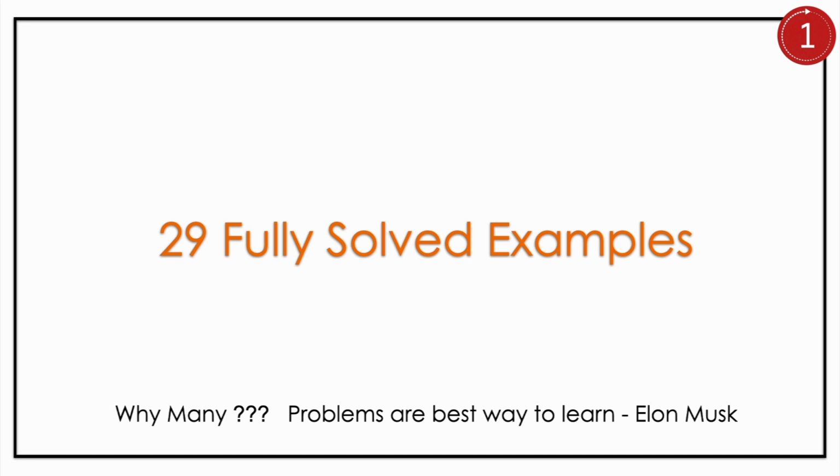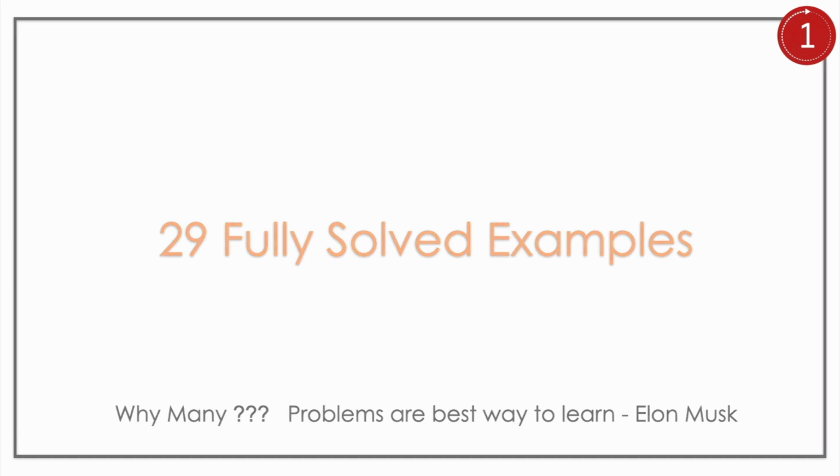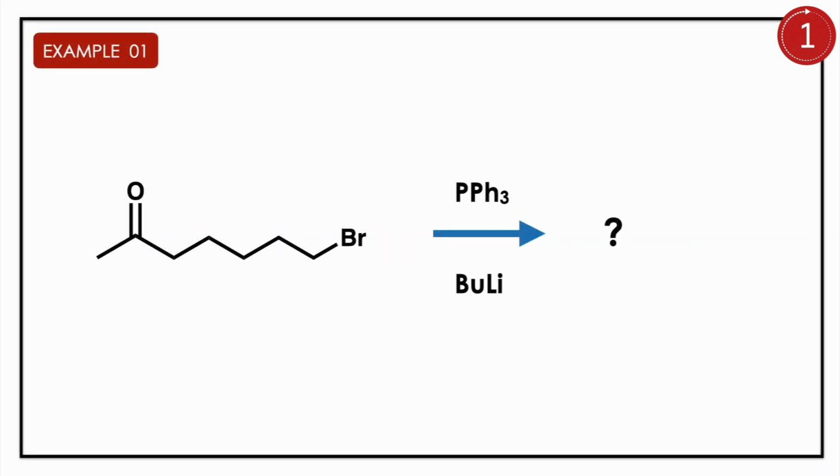Then we are going to see the important section, which is fully solved examples from various examinations. We discuss almost 29 examples. Why so many? Because problems are the best way to learn. They will give different perspectives, complete understanding and problem solving skill. So make use of it. First example is a linear chain compound with a ketone at one end and bromine at the other end. You are using phosphine and butyl lithium. You should find what will be the final product.